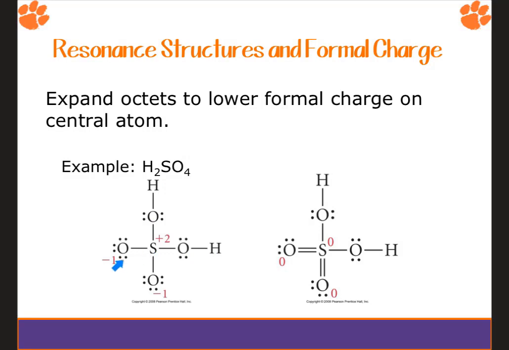Sulfur here has a +2, and 2 oxygens have a -1. So this is an overall neutral molecule. All the formal charges add up to 0, but these aren't great. If you can avoid these guys having formal charges at all, it's going to be a better structure. So by expanding sulfur's octet and donating in 2 electrons to make a double bond here, and 2 electrons here making a double bond here, we see that we can have 0 formal charges for the entire molecule, every atom available.